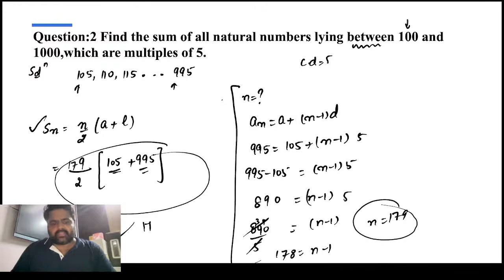Now this would be like 179 divided by 2. When you add 105 and 995, this is 1100, and solve this. ठीक है? चलिए, we'll move toward the next question.